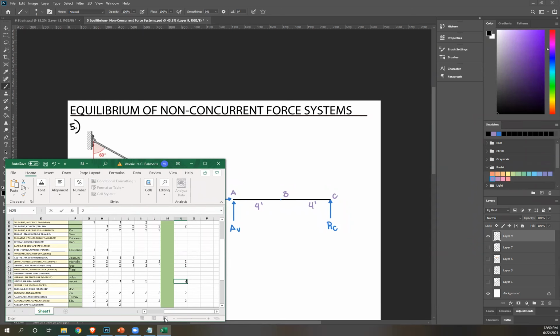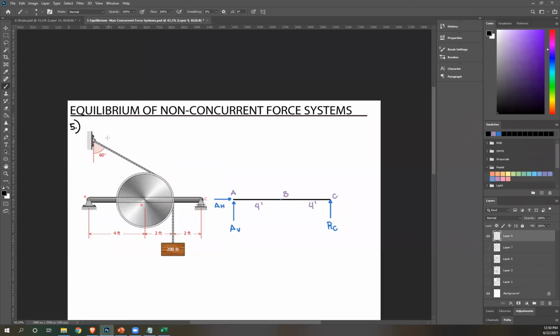So remember, when you have a pulley, you can just take the resultant of the forces acting on it, and it's going to be at the center. Okay? So let's say we have a force here, right? We have a downward tension, and this is equal to 200. And then we have another one here.